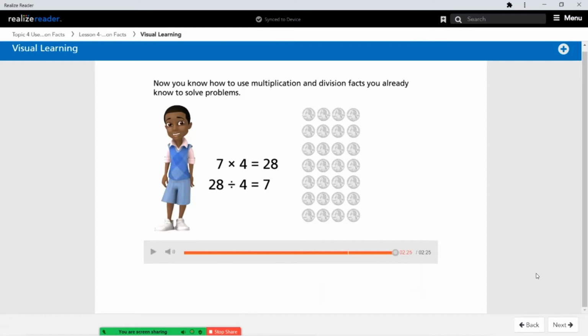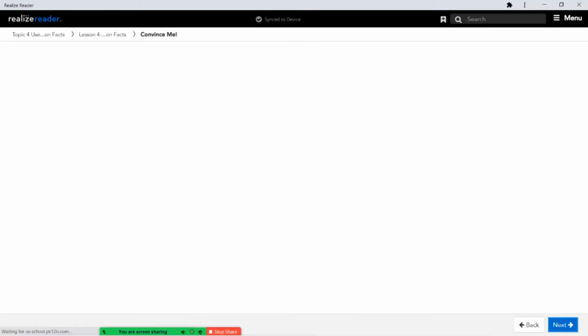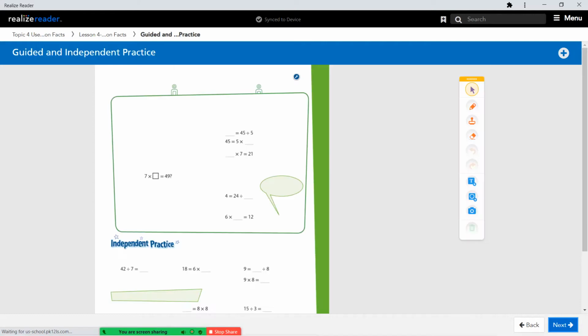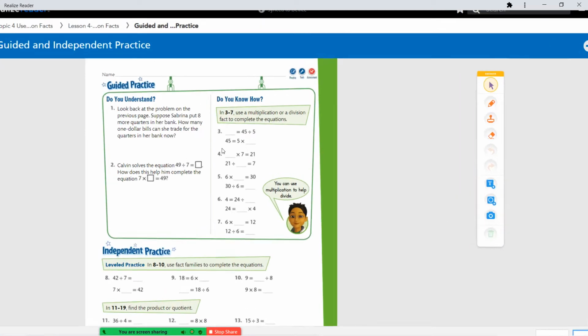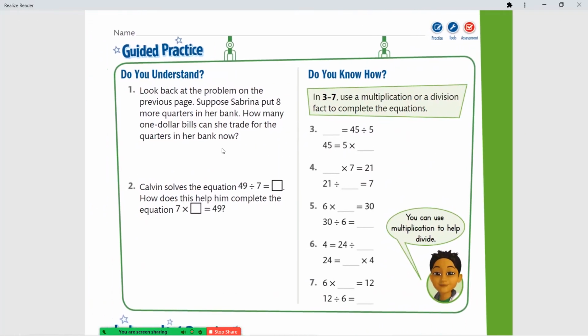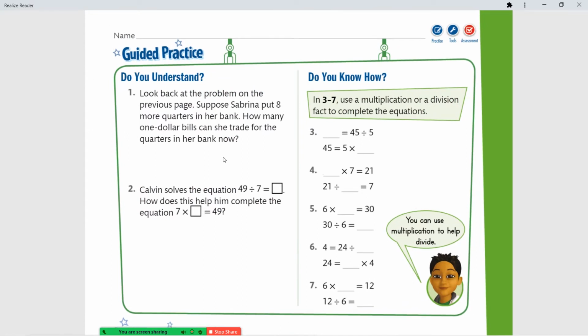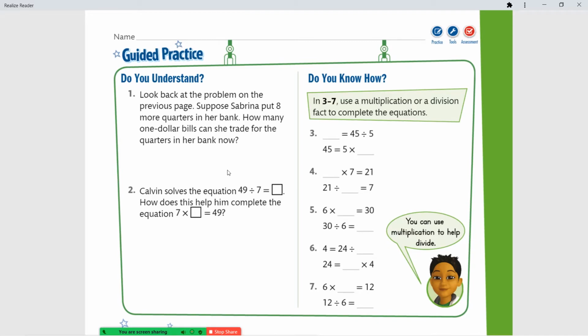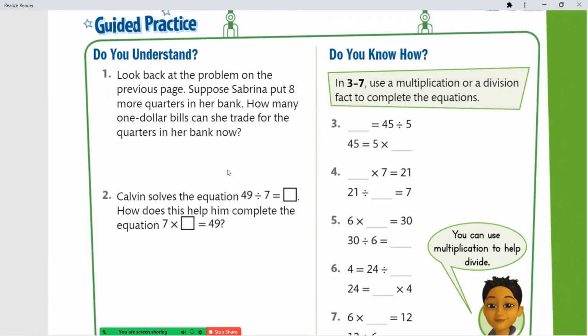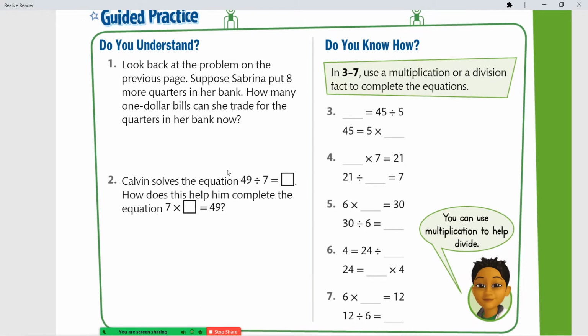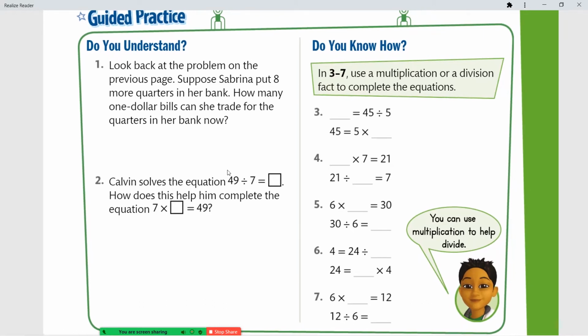All right, now that we've finished with our video, we're going to take a look at our guided practice questions as well as our notes. For our guided practice questions, it says, look back at the problem on the previous page. Suppose Sabrina put 8 more quarters in her bank. How many $1 bills can she trade for the quarters in her bank now? So remember the example that we were talking about? We're going to come back to it after we take a look at our notes.